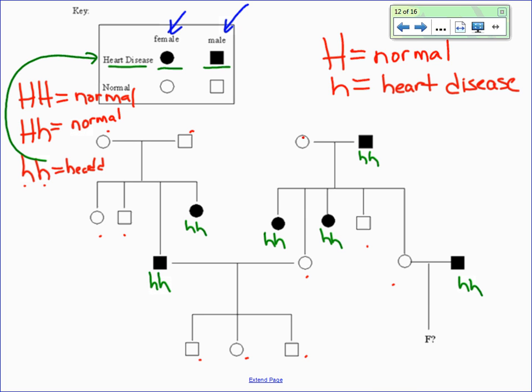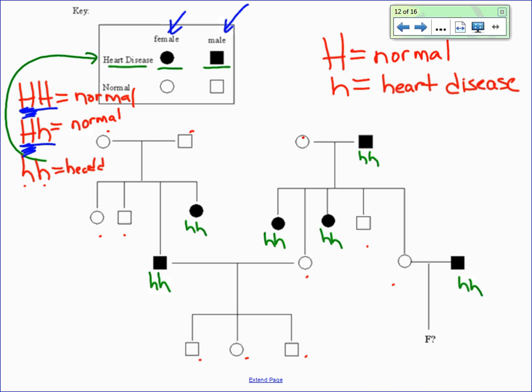Now, the empty shapes are not quite as easy, because we have 2 different options for something to be normal. They can either be big H, big H, or they can be big H, little h. As we start to compare these, if we take a look at one of the parents, we can't tell just by the fact that the shape is empty whether they are big H big H or big H little h. We have to use a little bit more investigation. But one of the interesting things that we do know is, what do they both have in common? Both of them have at least one big H.